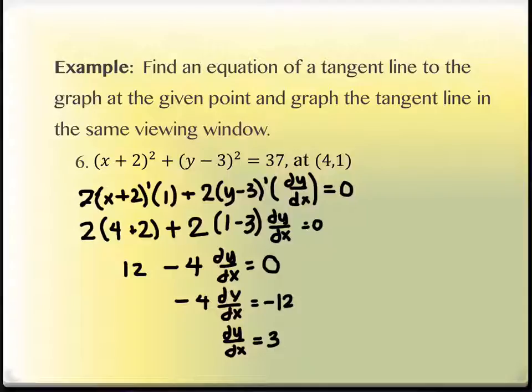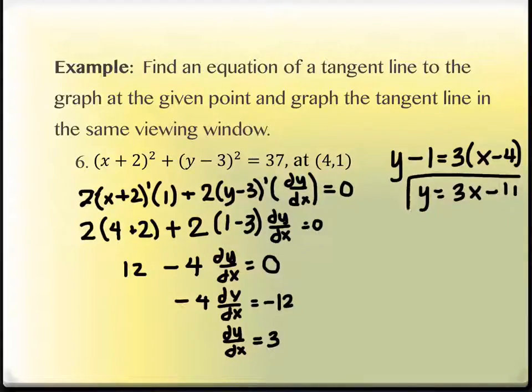I've got the slope of 3. I've got the point, 4, 1. So I can find my line. y minus 1 equals, my slope was 3, times (x minus 4). So y equals 3x. It would be minus 12, and then I'd add my 1, so I get minus 11.